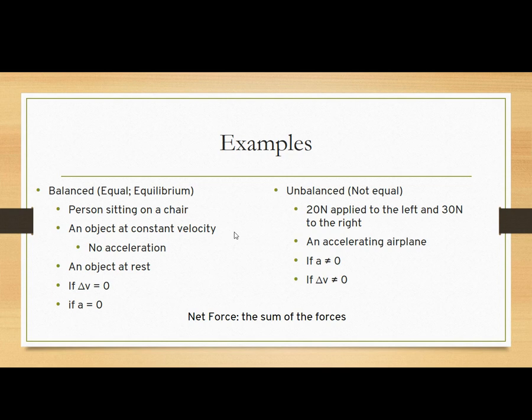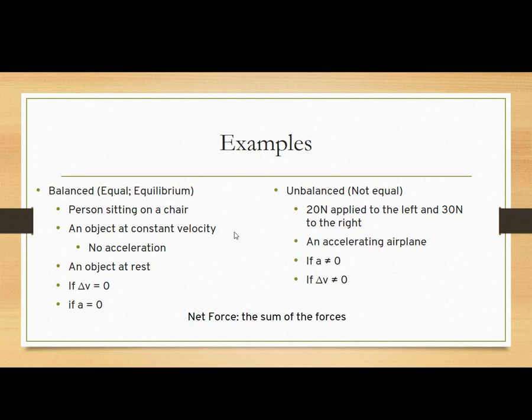If your triangle V, your change in speed, is 0, then you have a constant speed. Therefore, you have balanced forces. And also, if your acceleration is 0, same thing as I said earlier, that means your object has a constant velocity or is not moving. But if the acceleration is 0, then the forces are balanced. Okay, unbalanced is just the complete opposite.